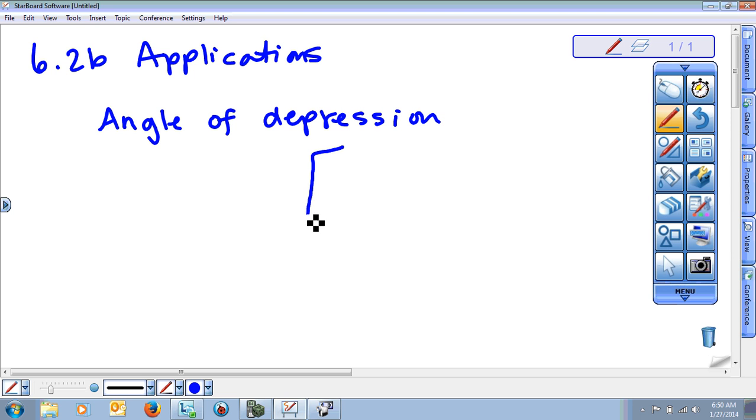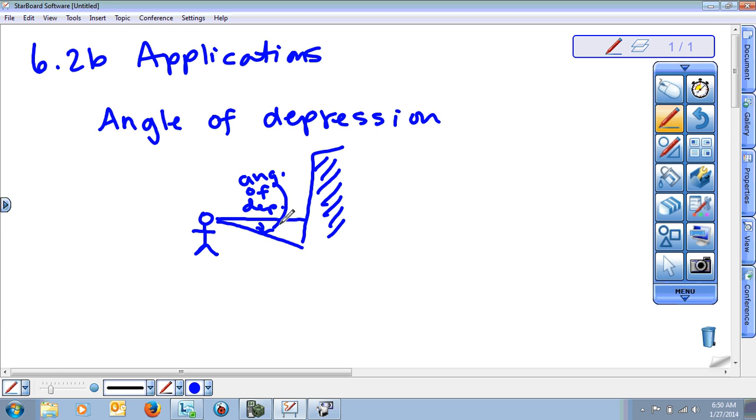So the book shows you if you have a building and you're standing here and you're wanting to look at another person on the ground. So if you make your horizontal line of sight and then look down at someone sitting on the ground, that angle is your angle of depression inside there. So that would be your theta. This is always going to be a right angle.